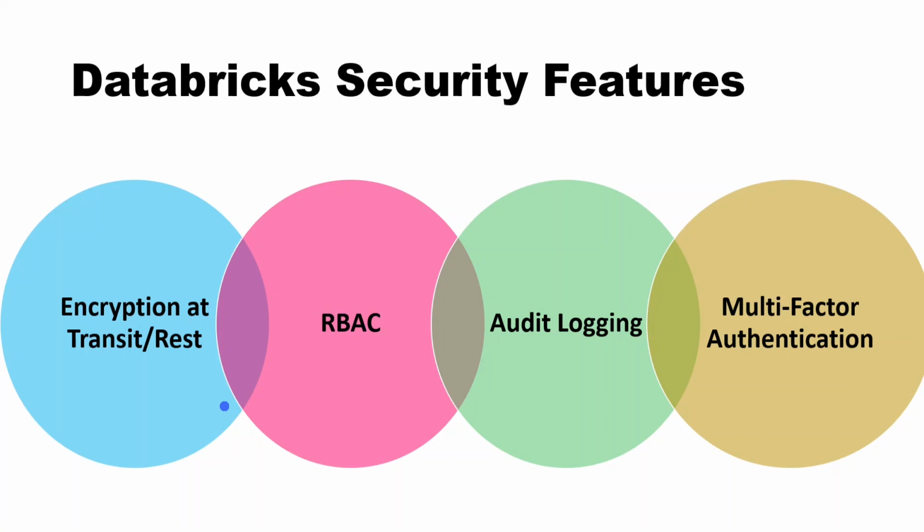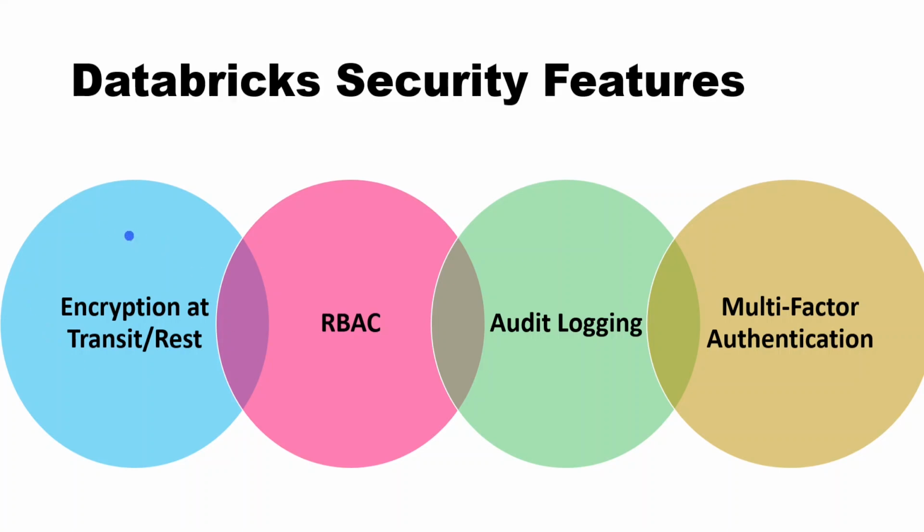Now, let us see what are the different features provided by Databricks for security. Databricks provides several security features such as encryption at rest, encryption in transit, role-based access control, that is RBAC, multi-factor authentication, and audit logging to help ensure the security and privacy of data stored and processed in the Databricks platform. So in this video, I'm going to focus more on encryption at rest.